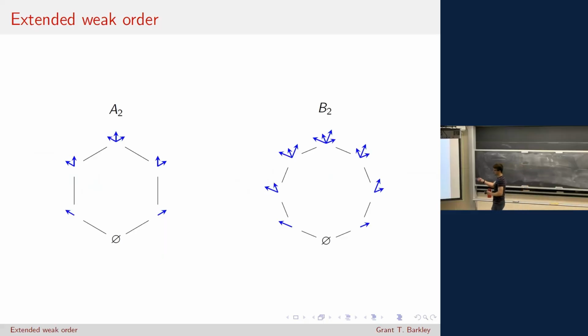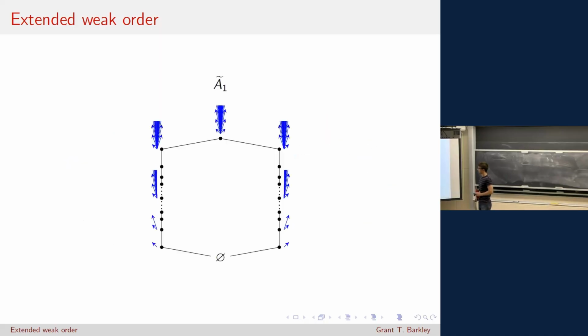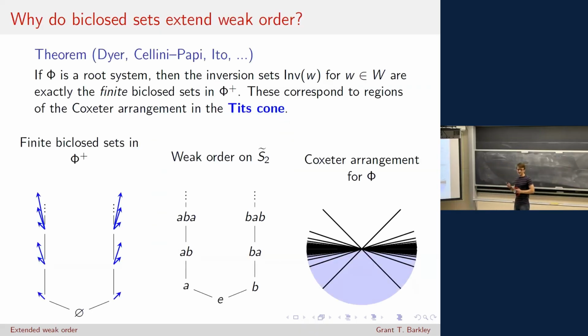Okay, so here's the extended weak order for two examples of finite Coxeter groups. You can see it's the same as the weak order. Here's what it looks like for that infinite dihedral group. Okay, so why exactly do these biclosed sets extend the weak order?